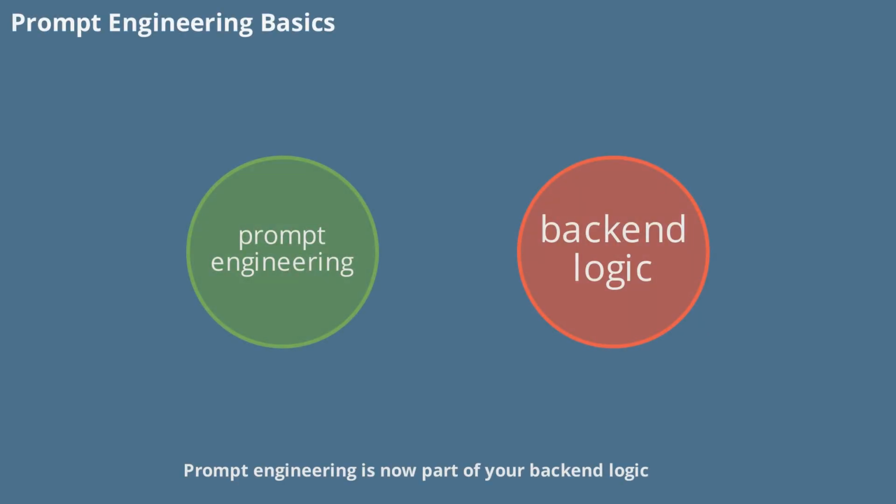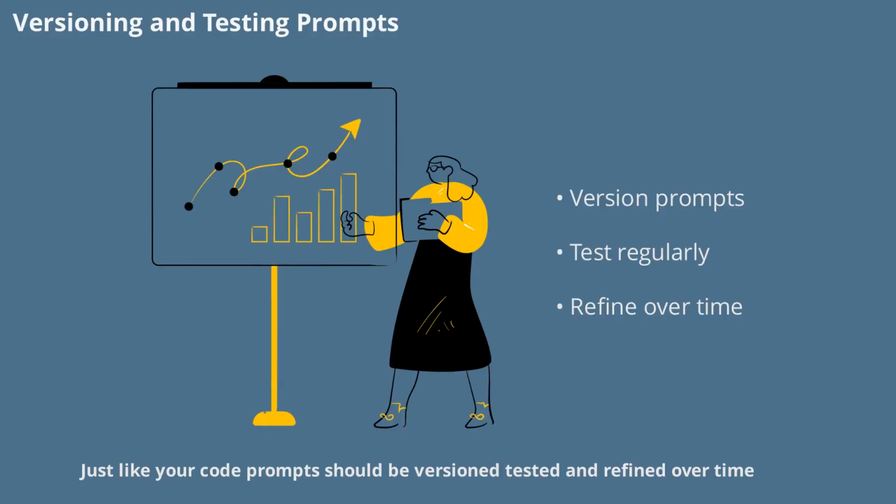Prompt engineering is now part of your backend logic. It's not just about writing Java code anymore. How you construct prompts directly impacts the accuracy, tone, length, and cost of AI responses. Small changes in prompts can lead to big differences in output, so treat your prompts with the same care as your code. Just like your code, prompts should be versioned, tested, and refined over time. This helps maintain output quality and makes it easier to track changes when something goes wrong. If a product manager asks why responses changed, you'll have a clear history to investigate. Treating prompts as first-class citizens in your development process is essential for long-term success.